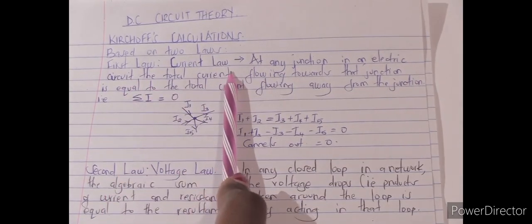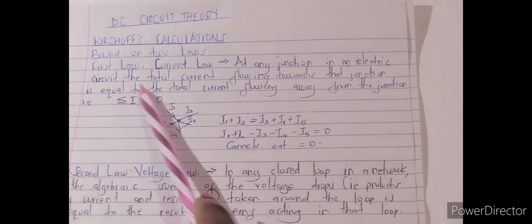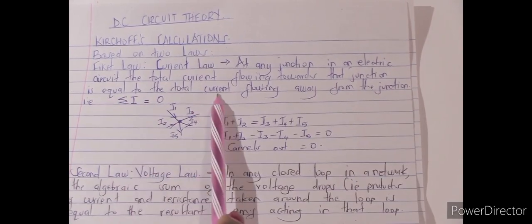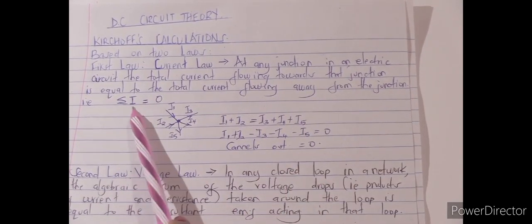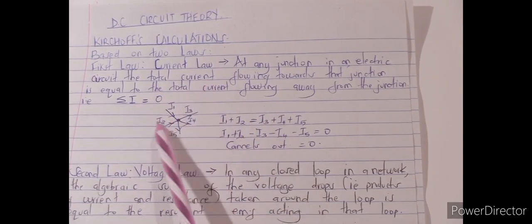So the current law states as follows. At any junction in an electric circuit, the total current flowing towards that junction is equal to the total current flowing away from the junction, i.e., the summation of currents in a junction is equal to 0.